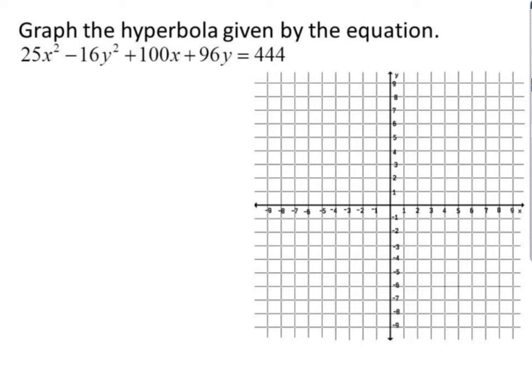Now this one is not in the correct form, so we do need to get the equation in the correct form first. So we're going to have to group our x's, group our y's, and take the constants to the other side if we have any.